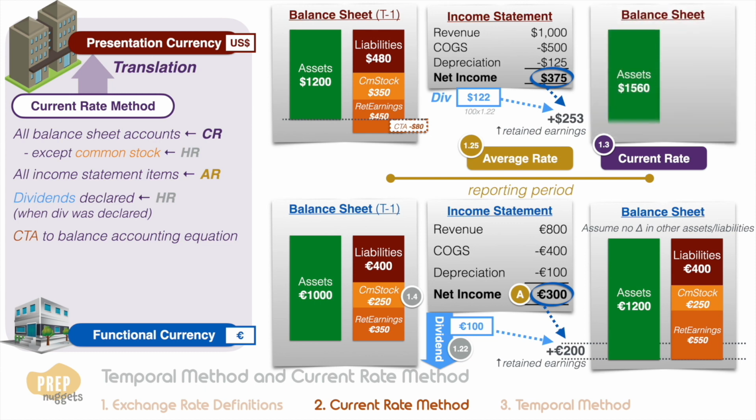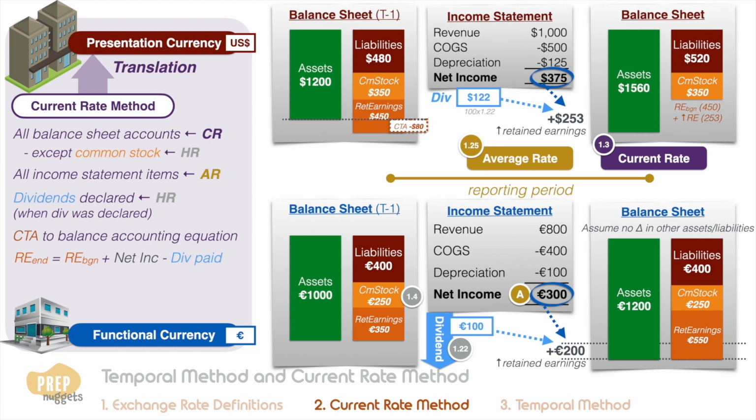And let's say the current rate on the reporting date was 1.3. The assets should be $1,560 and liabilities $520. Common stock remains at $350. Now, it is a common mistake to simply multiply the current rate to the retained earnings in euros. Rather, retained earnings is the beginning retained earnings, which is $450, plus the increase in retained earnings in dollars, which is $253. Ending retained earnings is therefore $703.